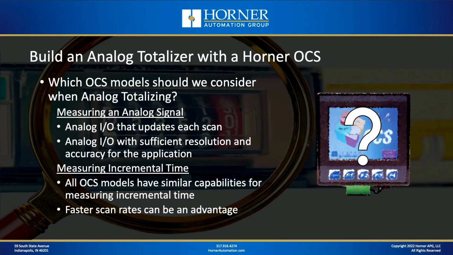But if you're looking to do it the best way possible, I would recommend that starting with the analog signal, you're going to want an analog signal that updates each scan, and you're going to want an analog signal that has sufficient resolution and accuracy for your application. So again, the more demanding the application, the higher quality or the higher specifications you should be looking for from an analog standpoint. Now, when it comes to measuring incremental time, that's the other part of the equation, pretty much all OCS models have similar capabilities for measuring incremental time. So that's not as big of a factor, although there is some advantage to picking an OCS model that may have a slightly faster scan time. That can be an advantage in certain situations.